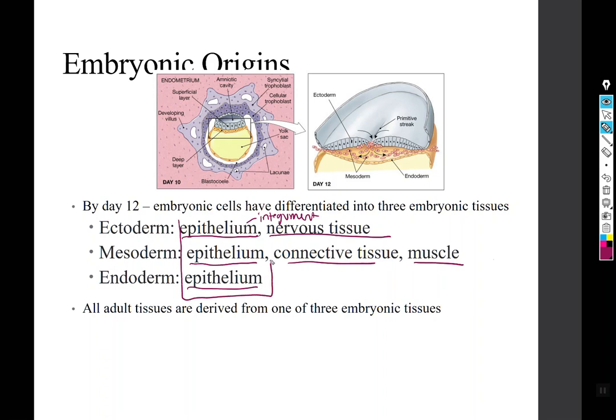So as you look at epithelium, you may notice like, oh, hey, the epithelia are pretty diverse. That's because each germ layer gives rise to some kind of it, which is interesting. All right, so all adult tissues are derived from one of the 3 embryonic tissues.